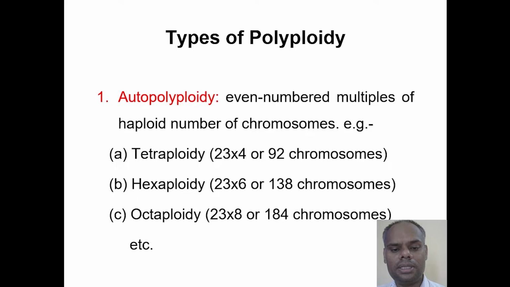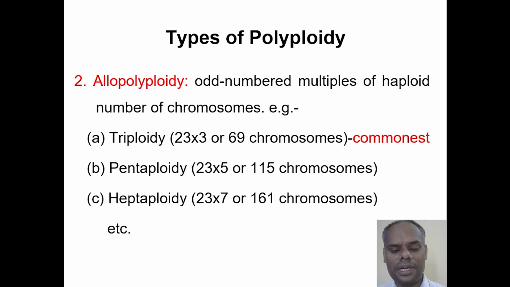Autopolyploidy is an even number multiple of the haploid number of chromosomes, example tetraploidy, 23 times 4 or 92 chromosomes, hexaploidy, 23 multiplied by 6 or 138 chromosomes, or octaploidy, 23 multiplied by 8 or 184 chromosomes, etc.